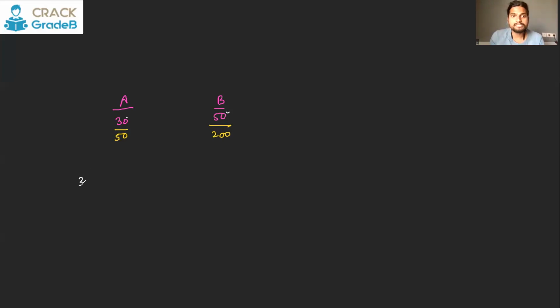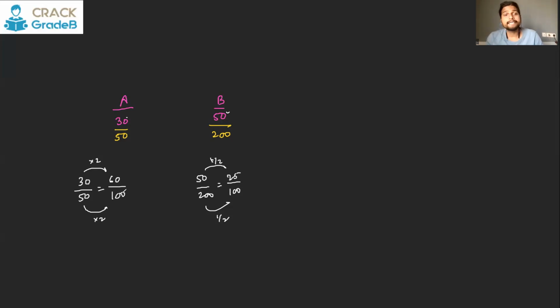So what we see is, if A has got 30 marks out of 50, then out of 100, how much? Because we have doubled it, we'll have to double this as well. So 30 into 2, 60. So if he has got 30 out of 50, that means 60 out of 100. Similarly, if B has got 50 out of 200, that means out of 100, because we are halving it, we'll have to halve the numerator as well. That means 25. So if he has got 50 out of 200, that means out of 100, he has got 25. And now the bases are the same.